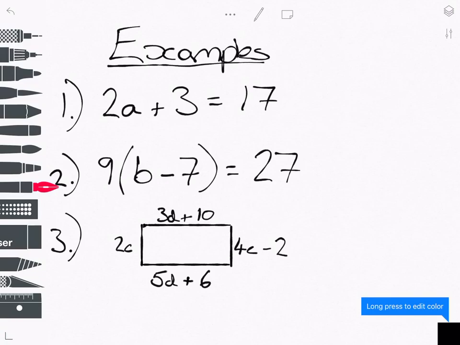Okay, so we've got the three examples. First one is a simple equation. Second one, expanding brackets to solve an equation. And third one, constructing an equation.